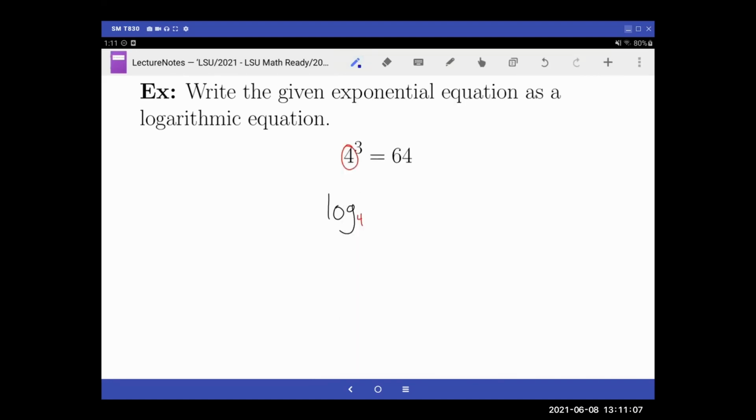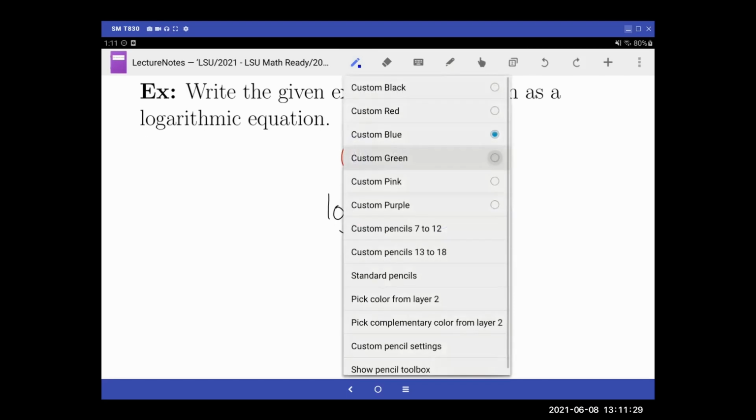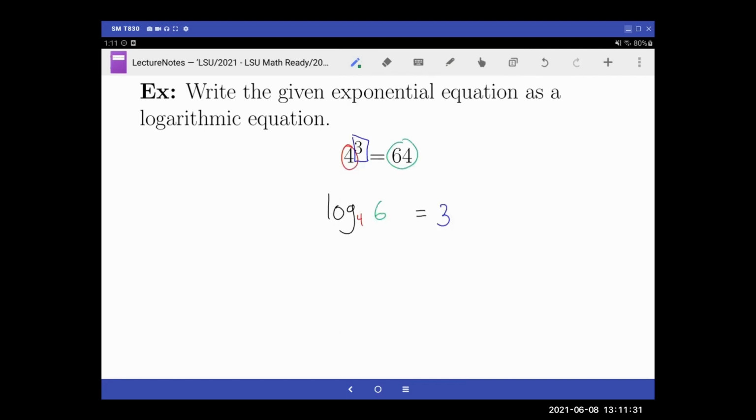The next easiest thing to identify is the exponent. The number that's the little number sitting on top, and that is going to be 3. So base, exponent, and then the other one, that other number, 64. So log base 4 of 64 equals 3. That would be my logarithmic equation, meaning the same thing.